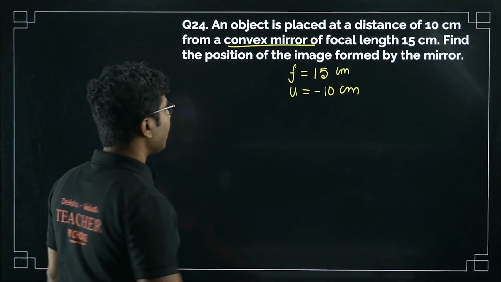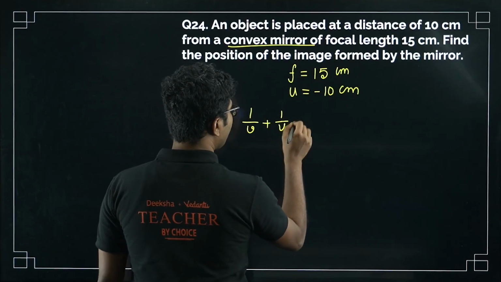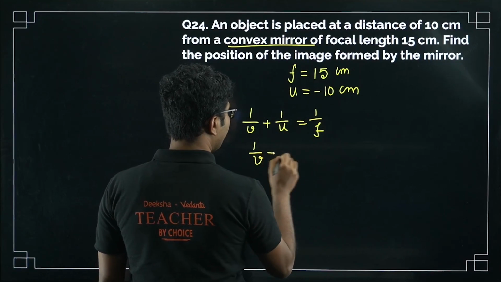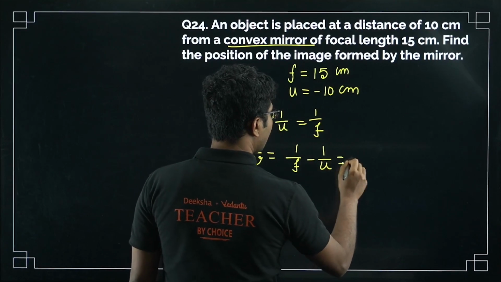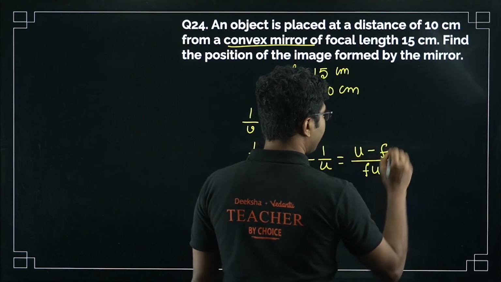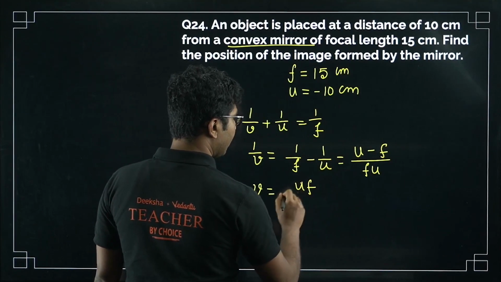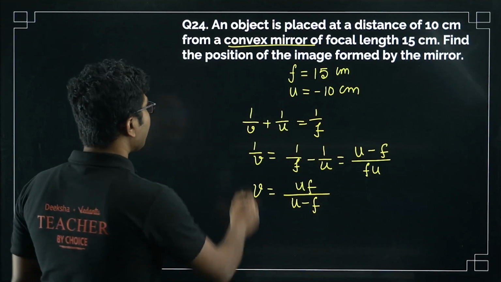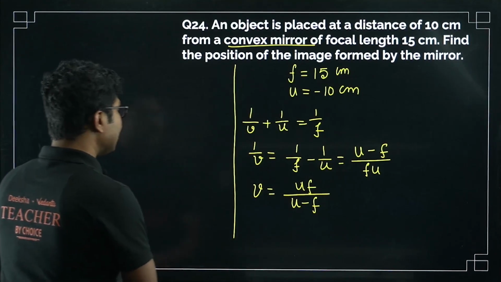Now we have to use the mirror equation. What is the mirror equation? 1 by v plus 1 by u equals 1 by f, or 1 by v equals 1 by f minus 1 by u. The usual trick gives v equals uf divided by u minus f. This is the formula. If you remember it, it is easy. Otherwise you can obviously derive it, easy to derive.